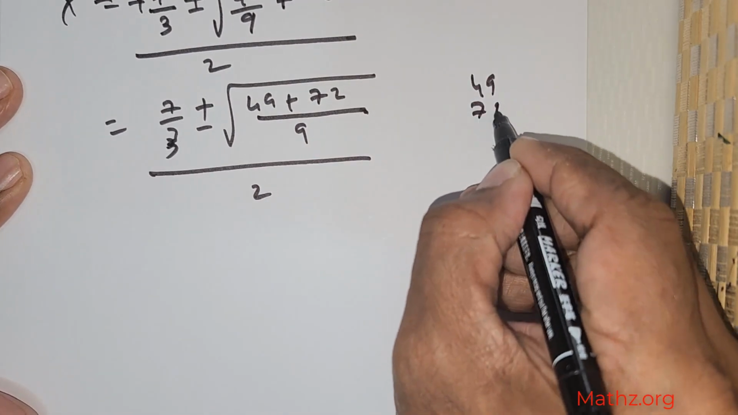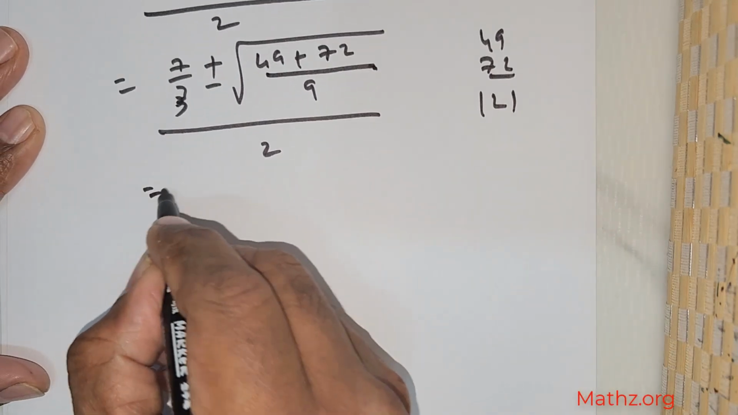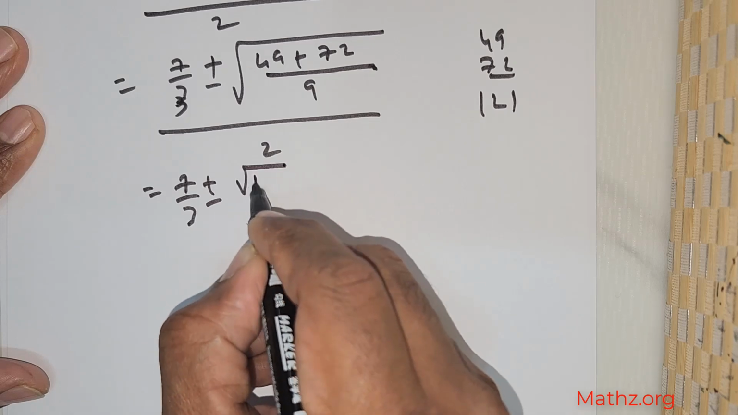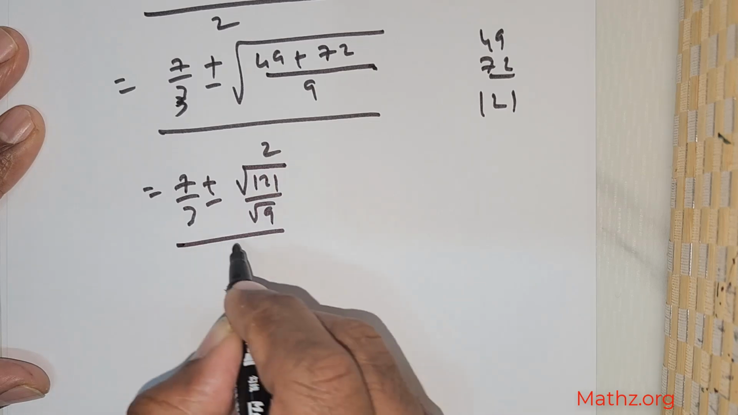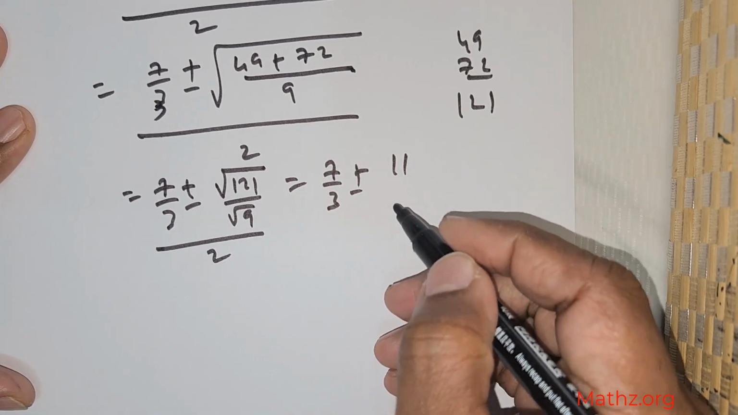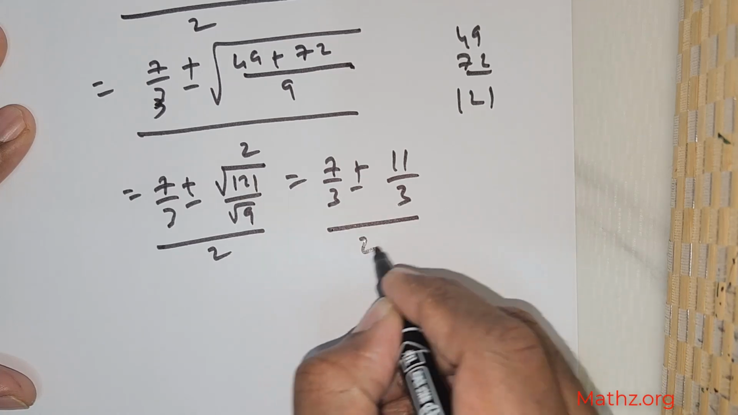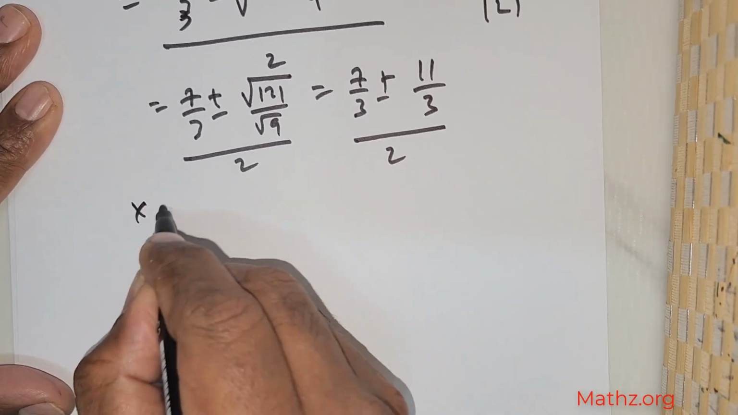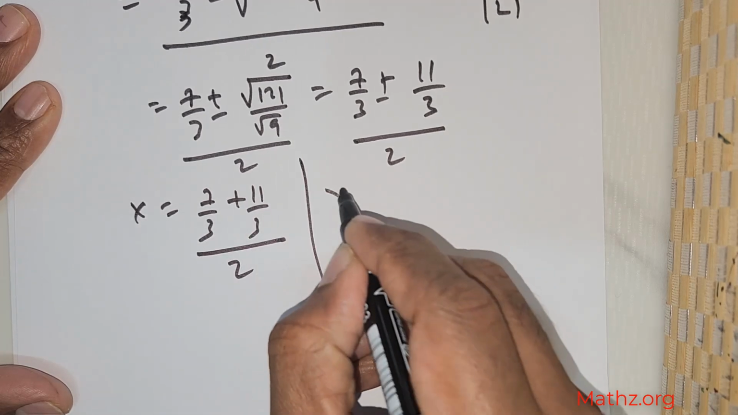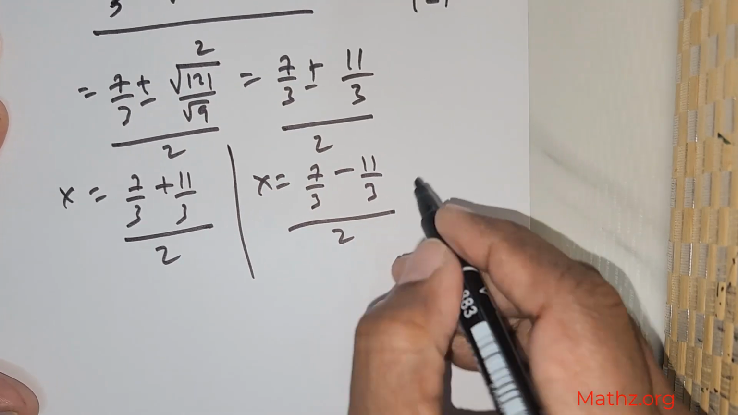This is 49 and 72, 11, 1, 8, 121. So this is 7 over 3 plus or minus the square root of 121 divided by the square root of 9 over 2. So 7 over 3 plus or minus the root of 121, which is 11, and the root of 9 is 3, divided by 2. So you get x equal to 7 over 3 positive 11 over 3 divided by 2, and x equal to 7 over 3 negative 11 over 3 divided by 2.